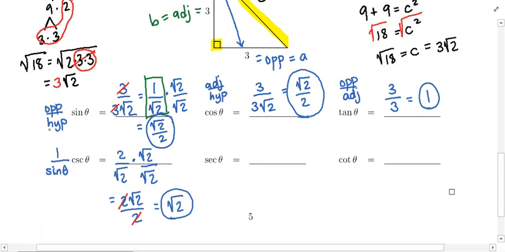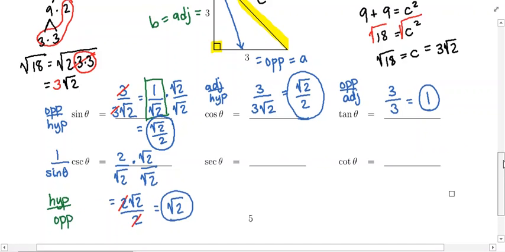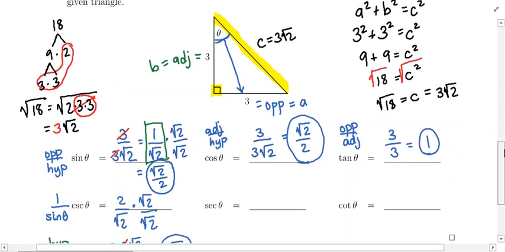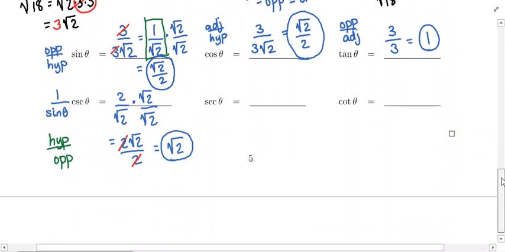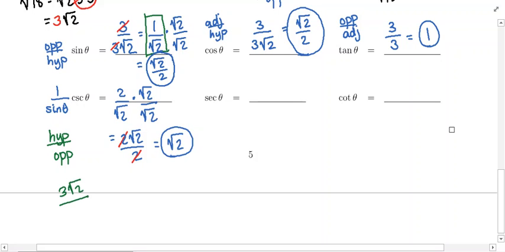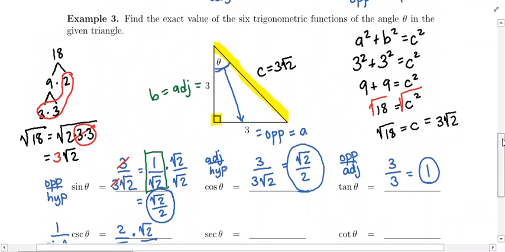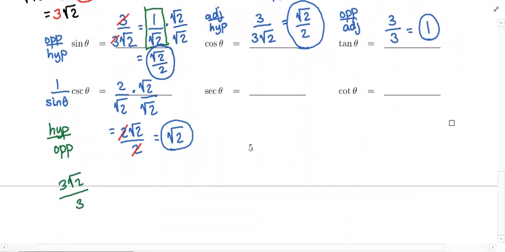You could have also gotten it from the picture. We know cosecant is 1 over the sine of theta, and sine of theta is the opposite over hypotenuse, so that means that cosecant is the hypotenuse over the opposite. So if we went back up here and wrote down the hypotenuse, it's 3 square root of 2 over the opposite, which is 3. Then the 3's would have canceled out, and it would have still left you with square root of 2. So that is the answer for cosecant of theta.